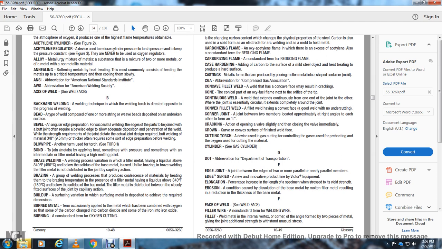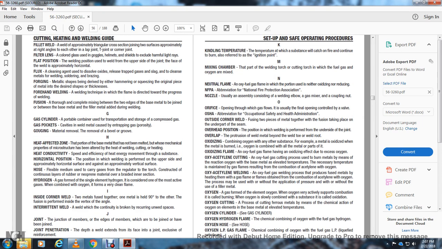Edge series: the new innovative product line with Victor equipment. Elongation: percentage of increase of the length of the specimen, which is faster than the yield strength. Erosion: a condition caused by the dissolution of the base metal with a molten filler metal, with the resulting reduction of the thickness of the base metal. Face weld: see welded face. Filler wire: non-standard welded wire. Fillet: a weld metal with an internal convex over the corner, with an angle formed by two pieces of metal, giving the joint added strength to withstand unusual stress.